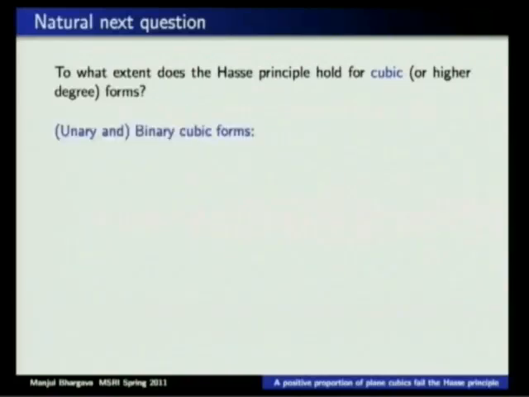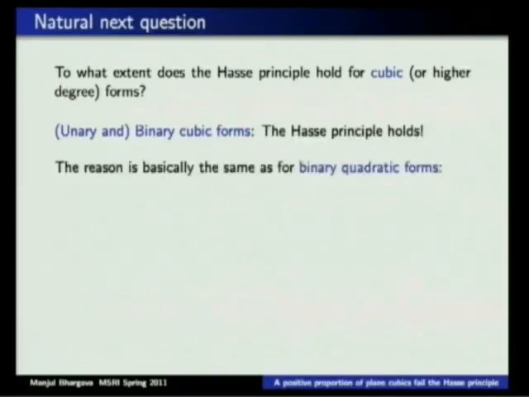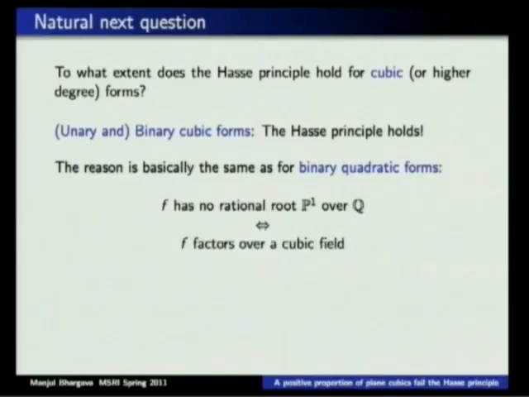Well, for binary cubic forms, in other words, cubic forms in two variables, the Hasse principle does hold. And this is not too difficult to see. For binary cubic forms, the reason is essentially the same as for binary quadratic forms. I'll do the contrapositive of the Hasse principle. So suppose f is a binary cubic form. If it has no rational root over the rational numbers, then that's the same thing as saying that it factors over a cubic field.